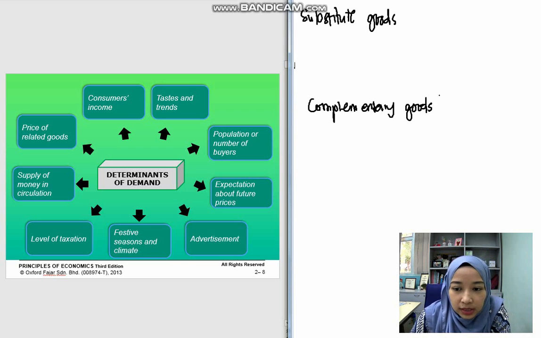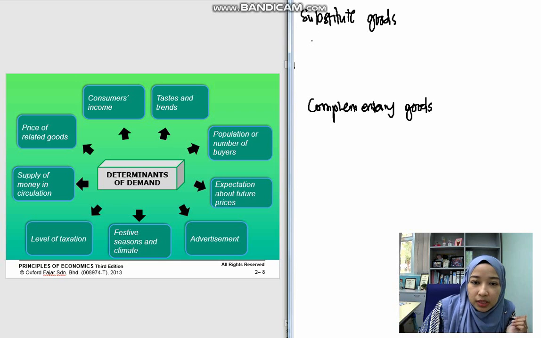Okay, substitute goods, in Malay, substitute means barang gantian. So if you cannot buy product A, you have the option of buying product B. Okay, contoh macam, for example, in the case of Malaysia, let's say you want to buy Starbucks, or you have another option which is Coffee Bean. So if you don't have Starbucks, you can buy Coffee Bean. If you don't have Coffee Bean, you can buy Starbucks. So let's take that as an example here.